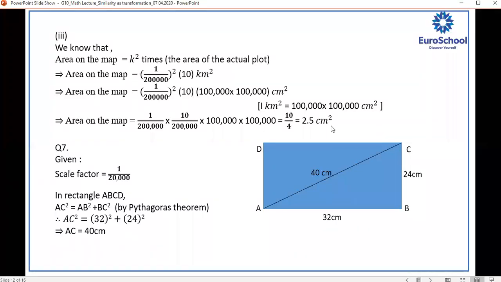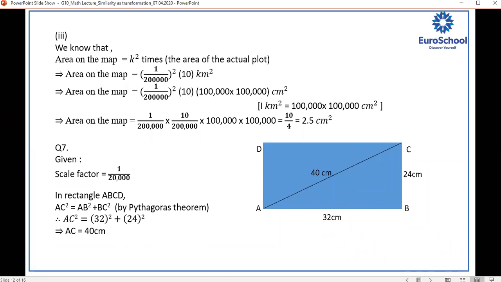Understood? Because from question number 7 onwards, all are similar kind of questions. You should know what actually we are doing here. Okay, tell me one thing. What was the difficult part in the last question? Was there anything difficult in the previous question? No, ma'am. Okay, perfect.